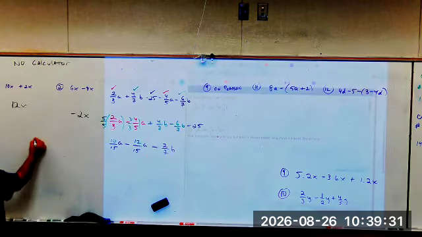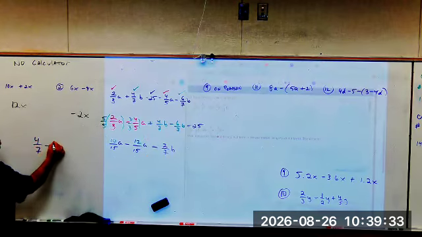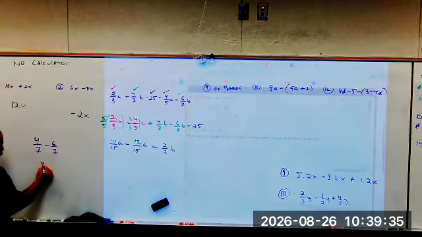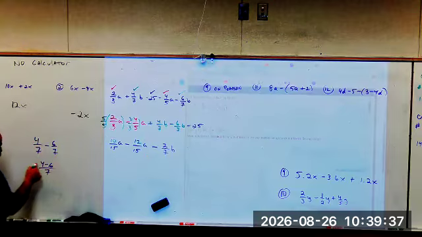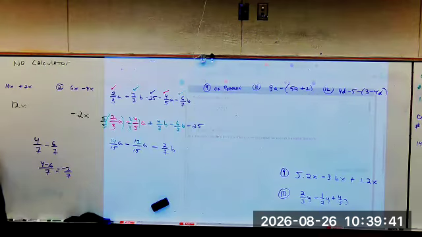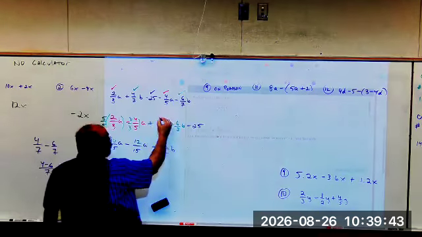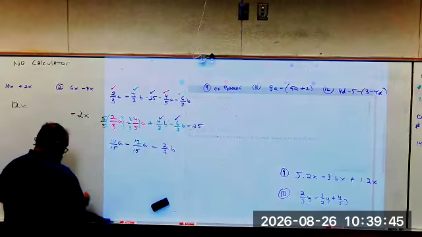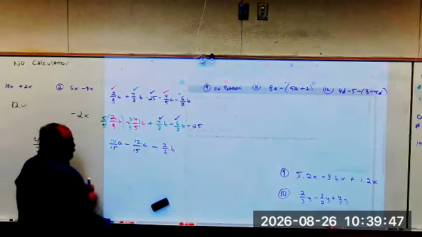4/7 minus 6/7. That's 4 minus 6 all over 7. 4 minus 6 is negative 2. So these are done. We don't have to do anything with that 25.